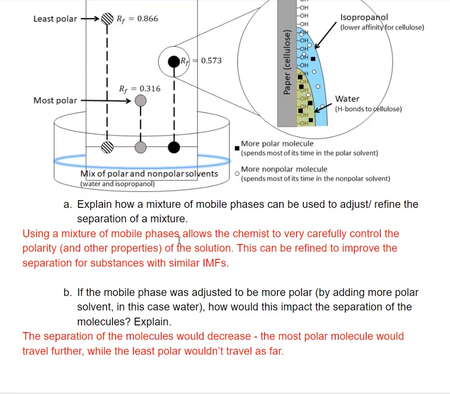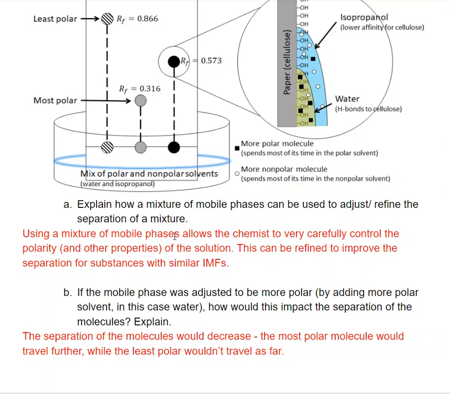So we can refine this to improve the separation for substances with similar intermolecular forces. This has lots of applications. For example, if someone is a restorative chemist, somebody who does things like art restorations, they might use solvents to clean a painting, but they want to adjust those solvents so that they don't damage the painting, but still are effective at cleaning it. So they balance those intermolecular forces by testing several mixtures of solvents.